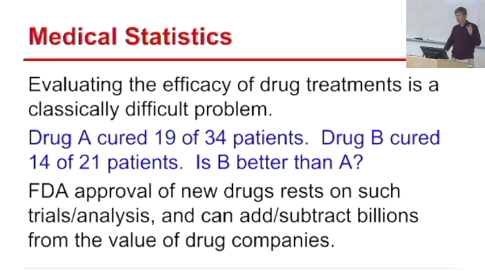data is precious and important decisions are to be made. So the classic example of where you need statisticians in the world is in medical statistics. Let's say you have a particular type of drug, and you run a drug trial. You have 34 patients, you feed them drug A, and 19 of them get better. You take 21 of them, you feed them drug B, and 14 of them get better. Is drug A better than B, or is drug A not better than B?